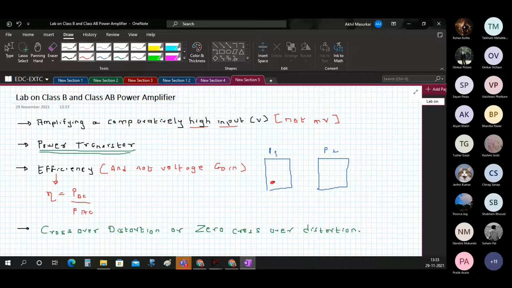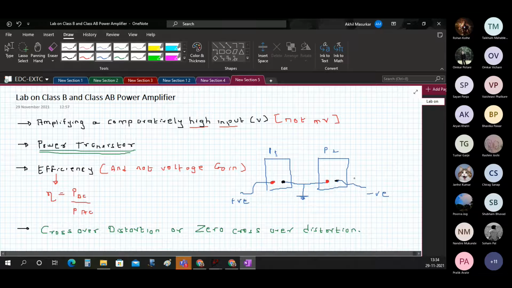So red is positive and black is negative. These two power supplies, P1 and P2, are not a dual power supply, but you can create one with a connection like this. Connect the positive and negative of one, and this point will behave like ground, this point will behave as the positive terminal, and this point will behave as the negative.